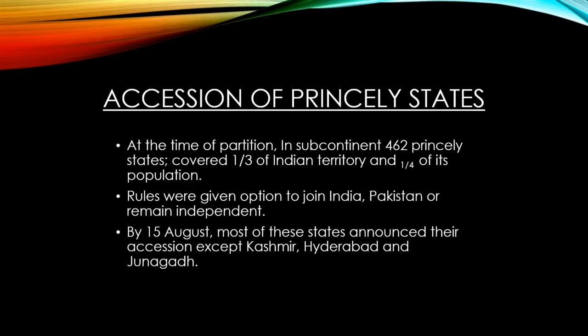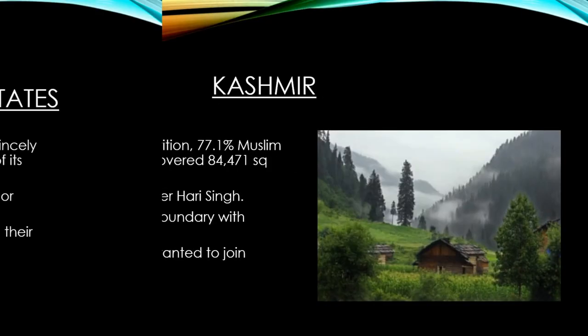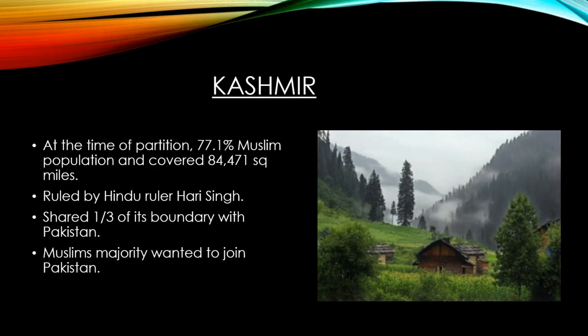Accession of princely states. At the time of partition, in the subcontinent, 462 princely states covered one-third of Indian territory and one-fourth of its population. Rulers were given the option to join India, Pakistan or remain independent. By 15 August, most of these states announced their accession, except Kashmir, Hyderabad and Junagadh. Kashmir is the biggest problem between Pakistan and India, which is still not resolved.